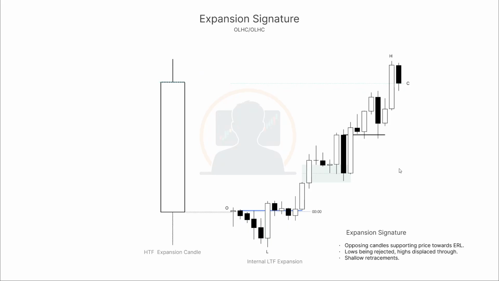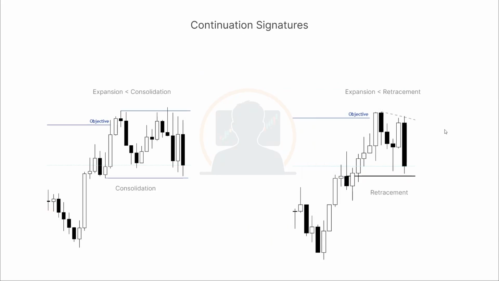So moving on, let's take a look at the continuation signatures. As we learned in the previous slides, there are 2 types of continuation signatures. We have the consolidation and the retracement. Starting with the consolidation, what is a consolidation? This is generally when the market trades into an objective but fails to reverse and starts moving sideways within a defined range, indicating a lack of clear trend direction.